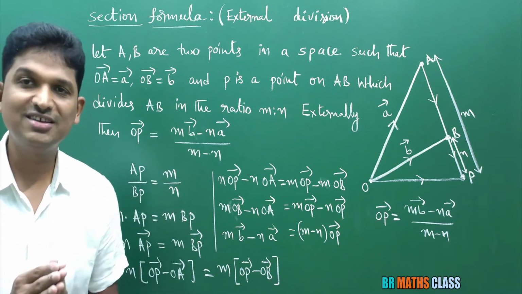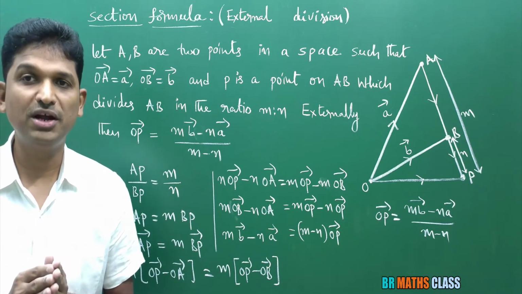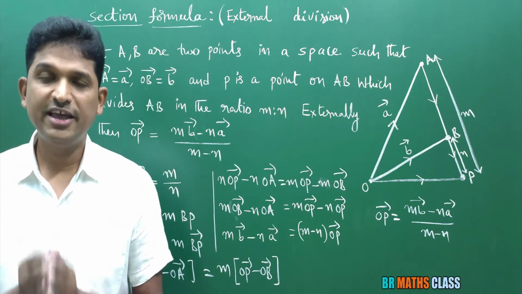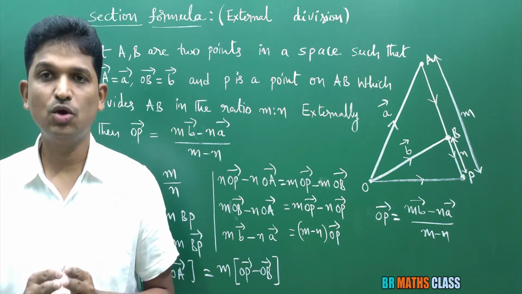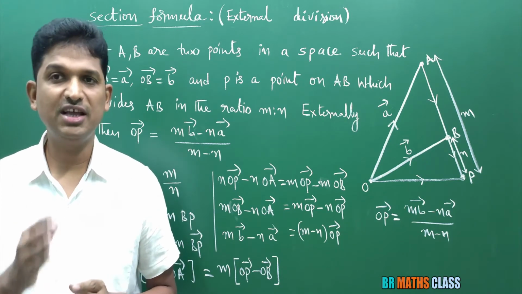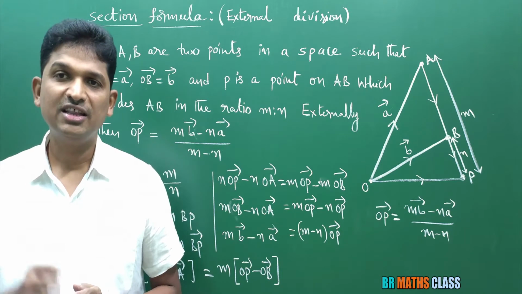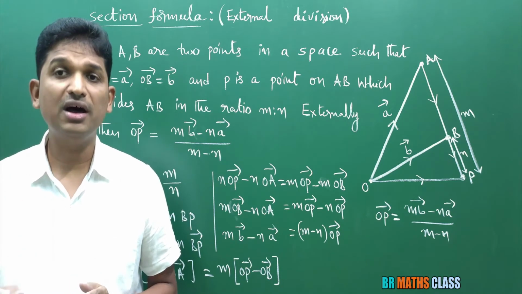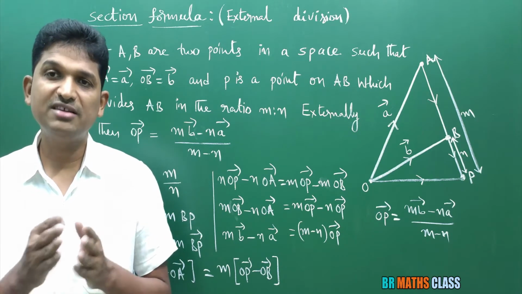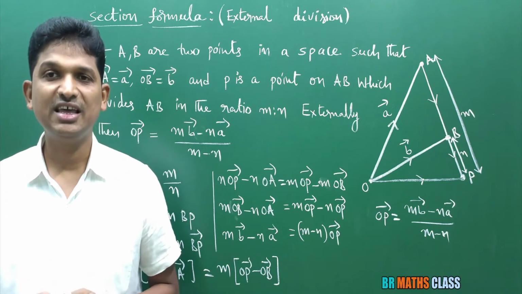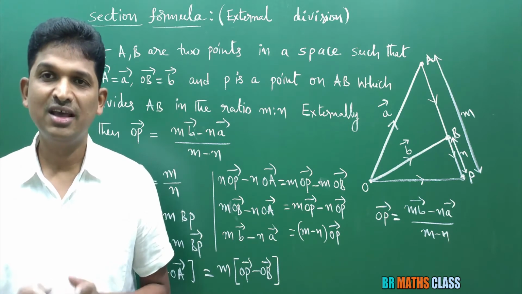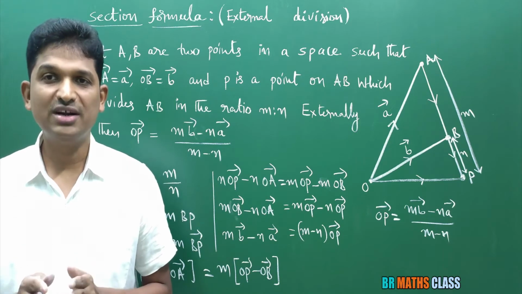So in this class, what you learn? You learn section formula derivations in internal division as well as external division. A, B are any 2 points in a space such that OA bar equal to A bar, OB bar equal to B bar. P is a point which divides AB in the ratio m:n internally. Then the position vector of a point P, OP bar, is MB bar plus NA bar divided by M plus N. If the point P divides AB in the ratio m:n externally, then OP bar is MB bar minus NA bar divided by M minus N. This is easy derivation only. I hope you understand this class.